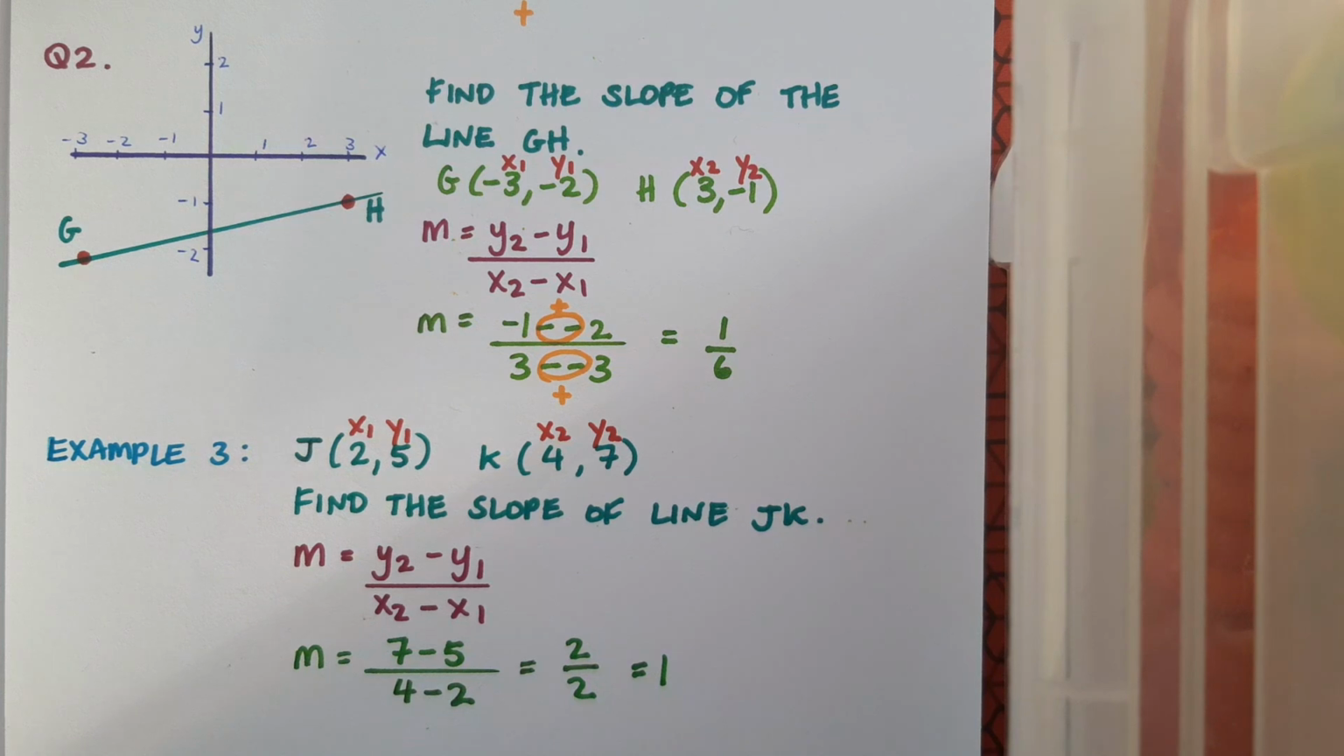Even though I haven't got a diagram in this question, I can kind of get a vague picture in my mind of what the line JK might look like. I know that it's got a positive slope, so I know that it would be sloping up. The line would be increasing.